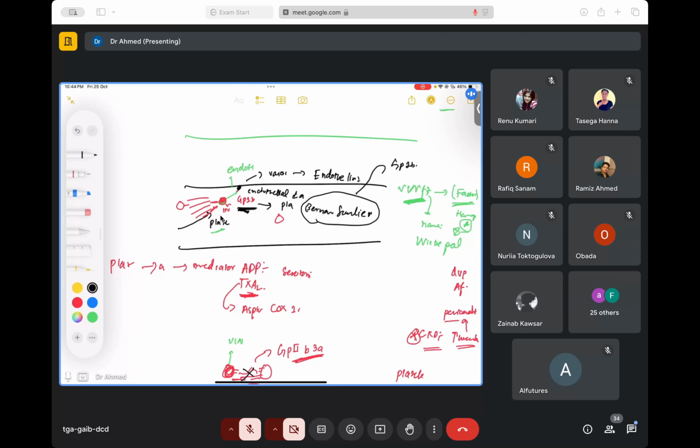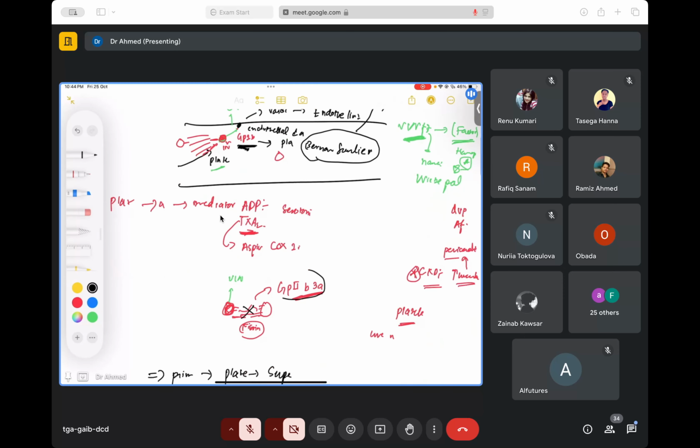GP1B, right? Another condition in which I'm seeing a mutation of GP2B/3A: Glanzmann thrombasthenia, right? Okay, now let's discuss another concept.